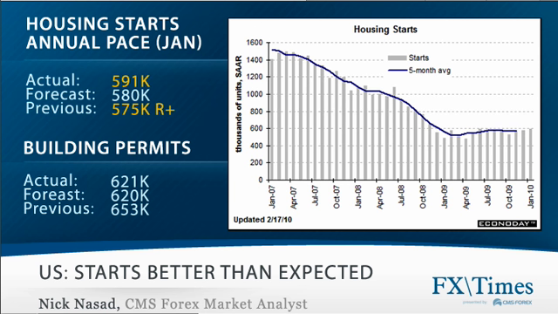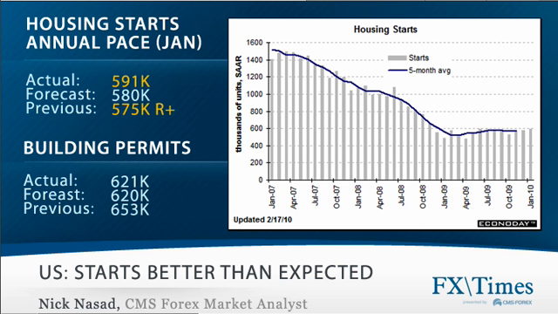Housing starts in January rose to an annual pace of 591,000 units, which was better than expected, plus December's figure was revised higher. Building permits, meanwhile, decreased to a 621,000 annual pace, and building permits are a leading indicator for future housing starts. However, that number did match expectations, so it could still be considered a decent reading.